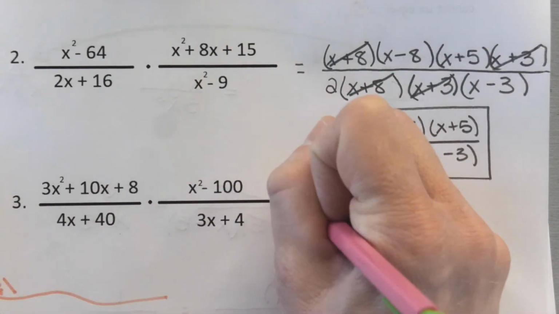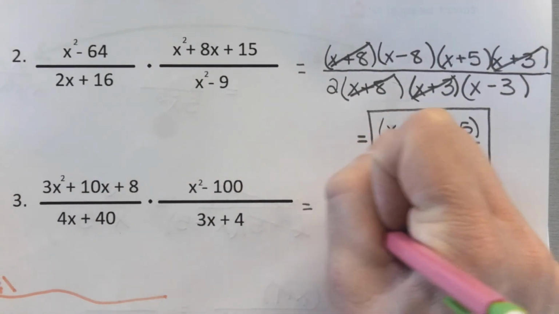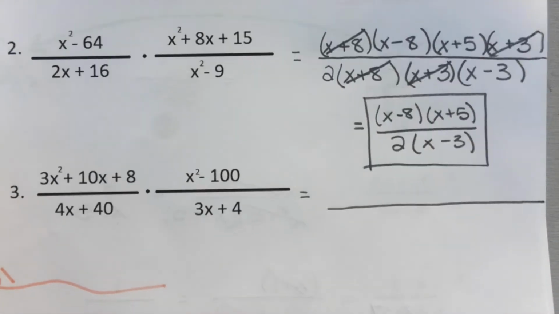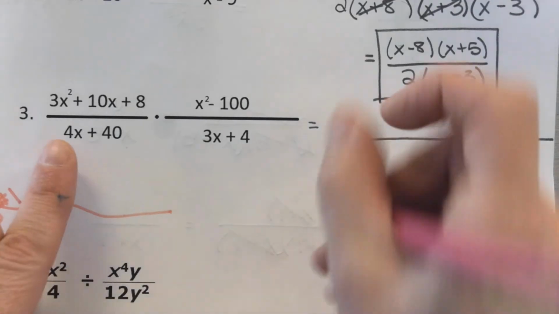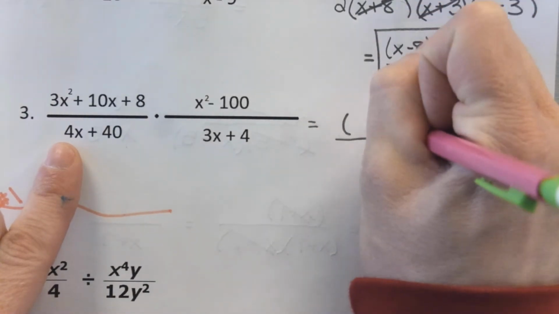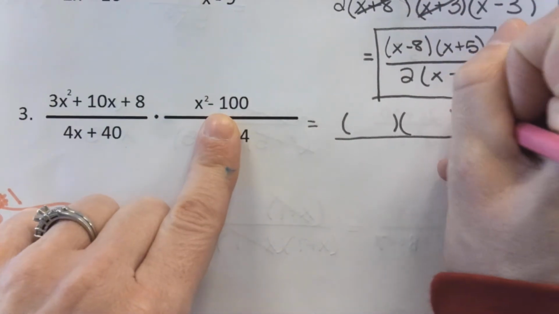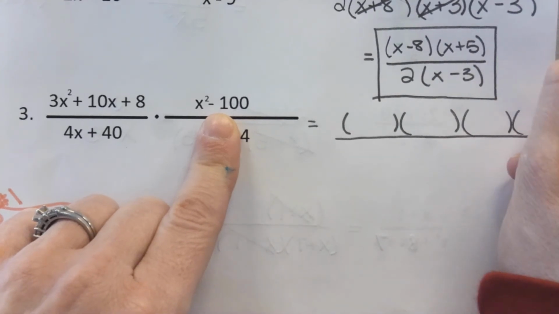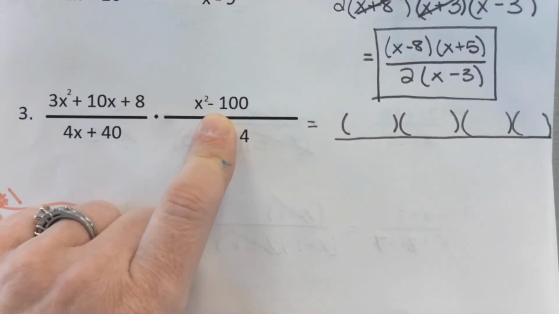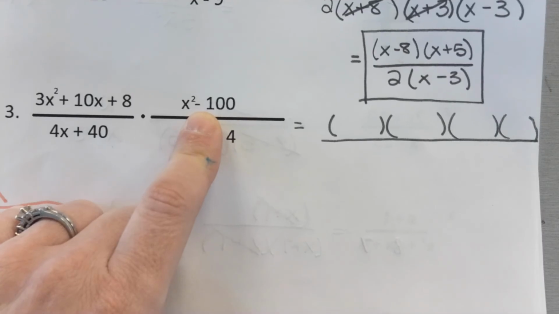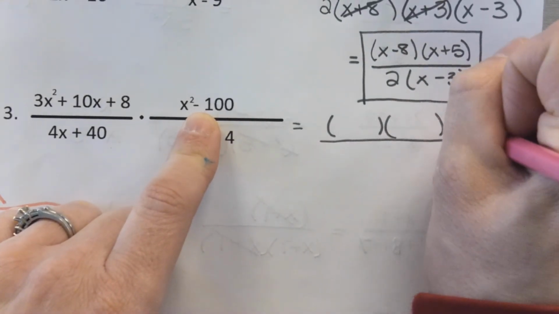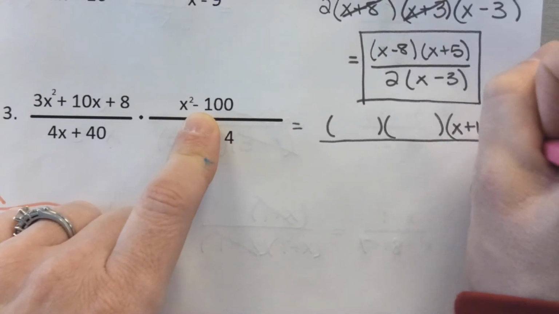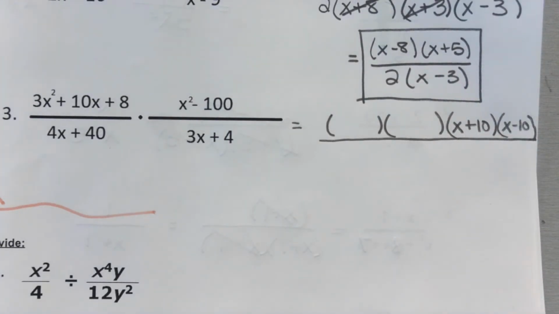Here we go, next one. Oh my. We've got a guess and check one. All right. Everybody's going to become friends in the numerator and denominator. Here we go. I want to factor this one first because it's easier. Let's factor the second one. What does the second one factor into? X plus 10 and x minus 10. Okay.